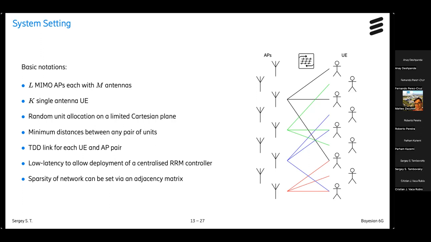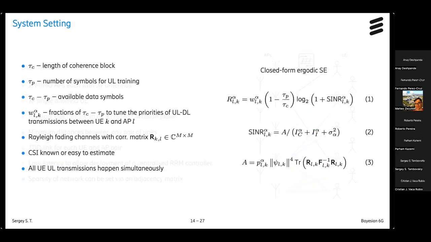Each link operates in time division duplex. We also make an assumption that low latency allows us to deploy a centralized RM controller based on Bayesian optimization. And finally, the sparsity of the whole network can be set via an adjacency matrix, simply.